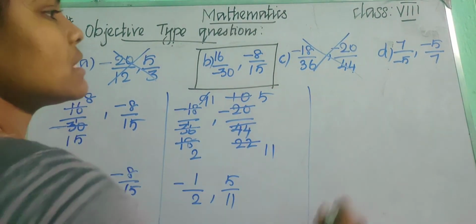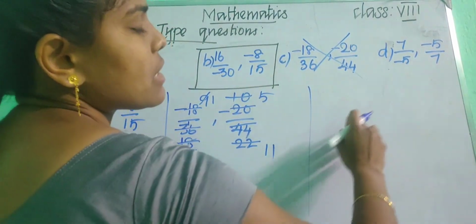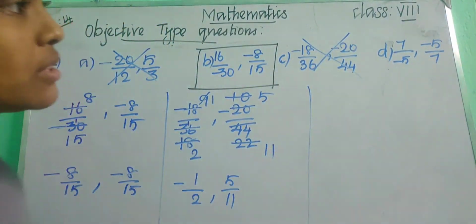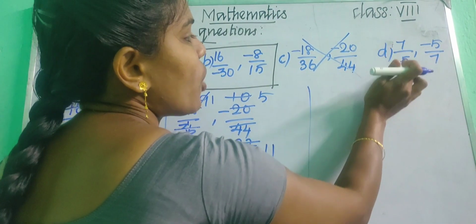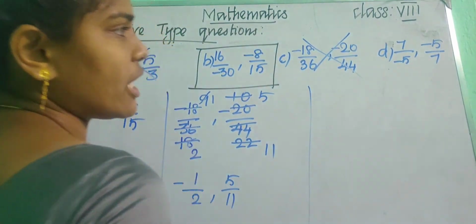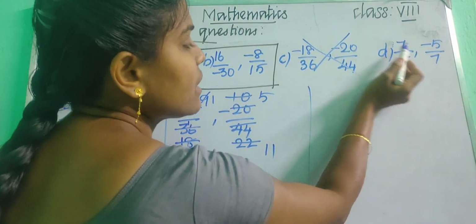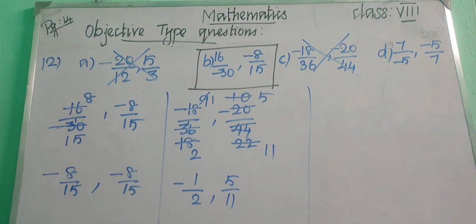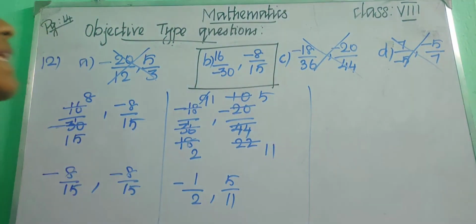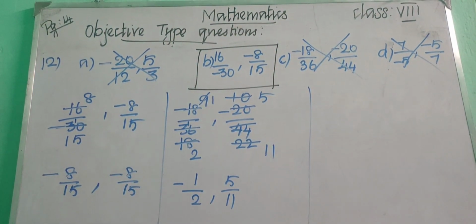And then see the last option, 7 upon minus 5, comma minus 5 upon 7. So it is totally different, right? Here 7 upon minus 5 and minus 5 upon 7. The numerator, in the next rational number, we are having as the denominator. So it is not an equivalent fraction, so we can also strike it out. So which is the equivalent fraction? Option B is the only equivalent fraction.